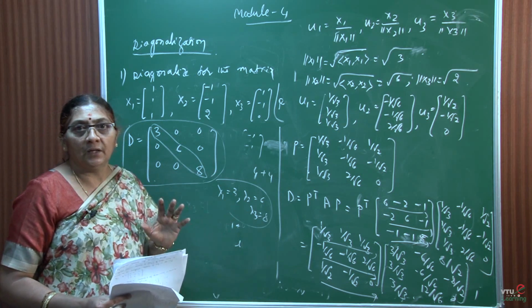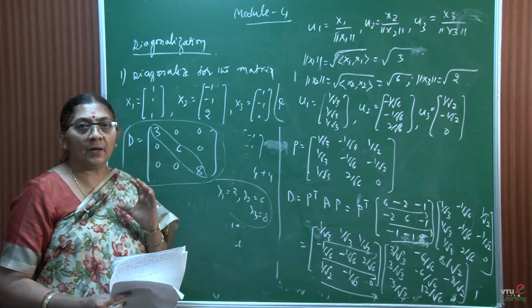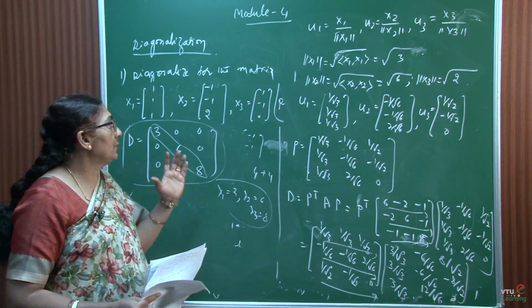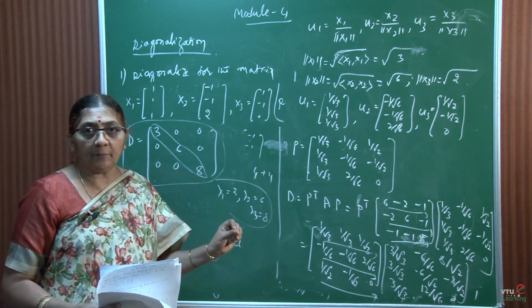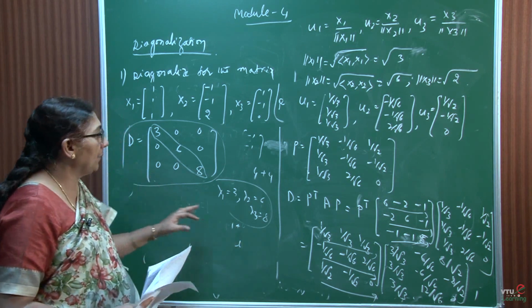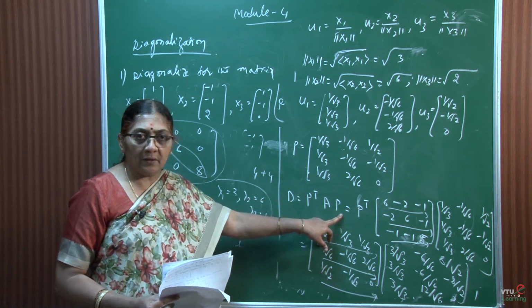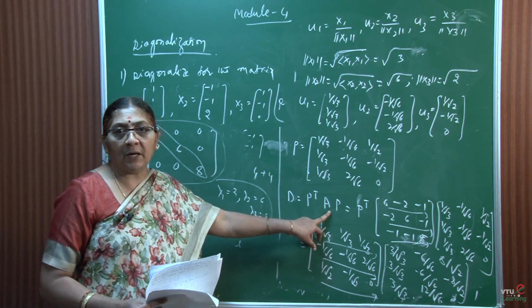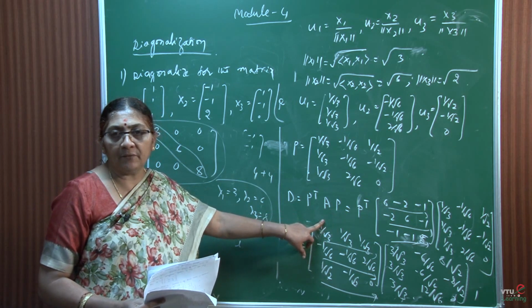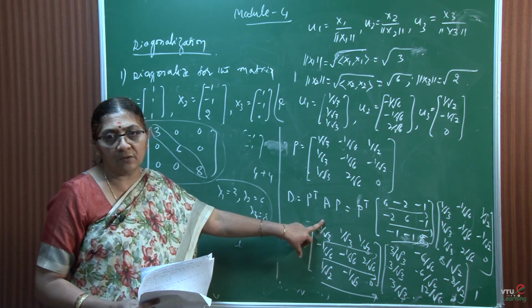Before starting diagonalization, observe carefully what type of matrix this is, whether it's symmetric or non-symmetric. If it is a symmetric matrix, how to diagonalize? Using the formula P transpose A P. First you find the P value. How to find the P value? Take the given matrix, find the eigenvalues and eigenvectors using the traditional method.